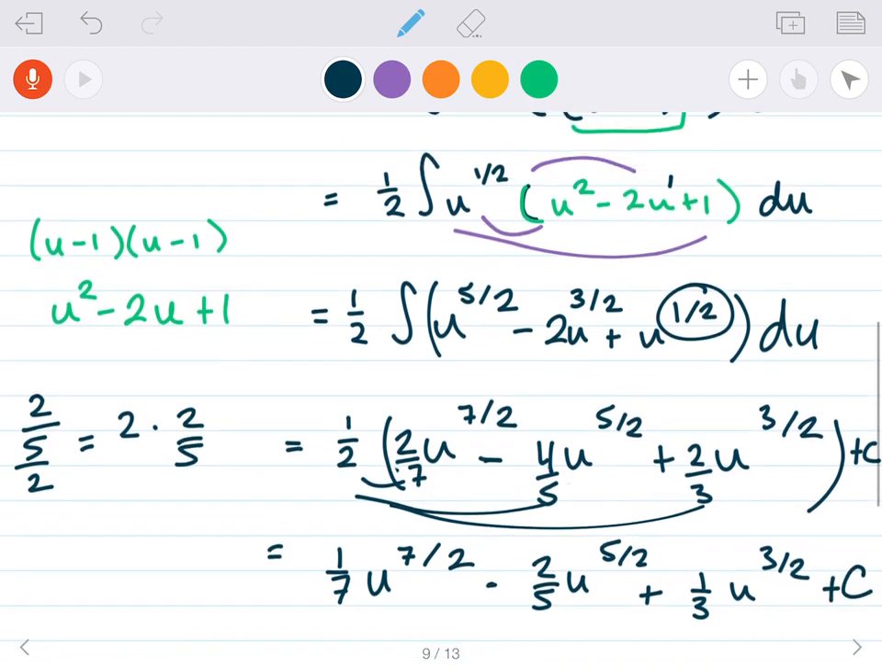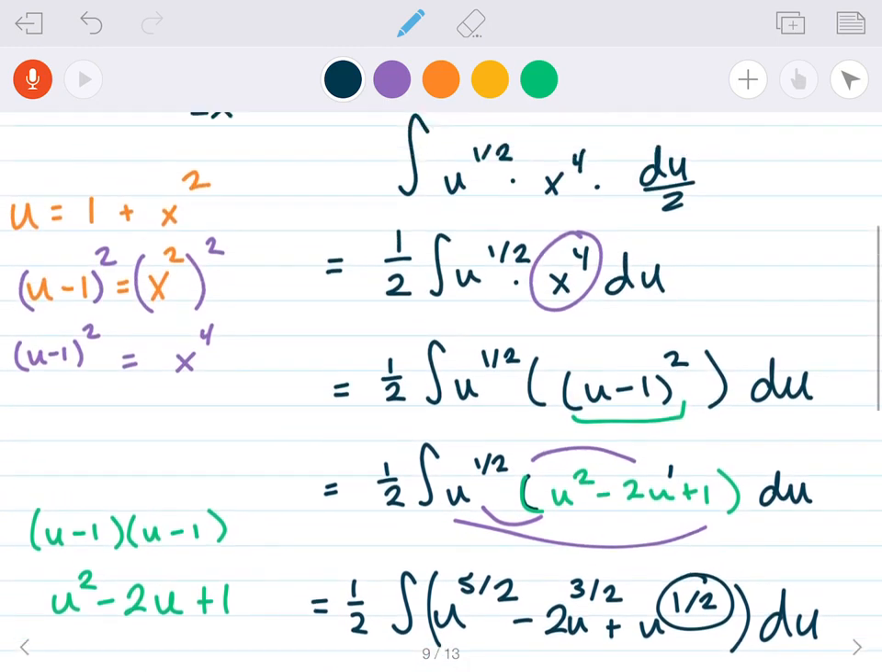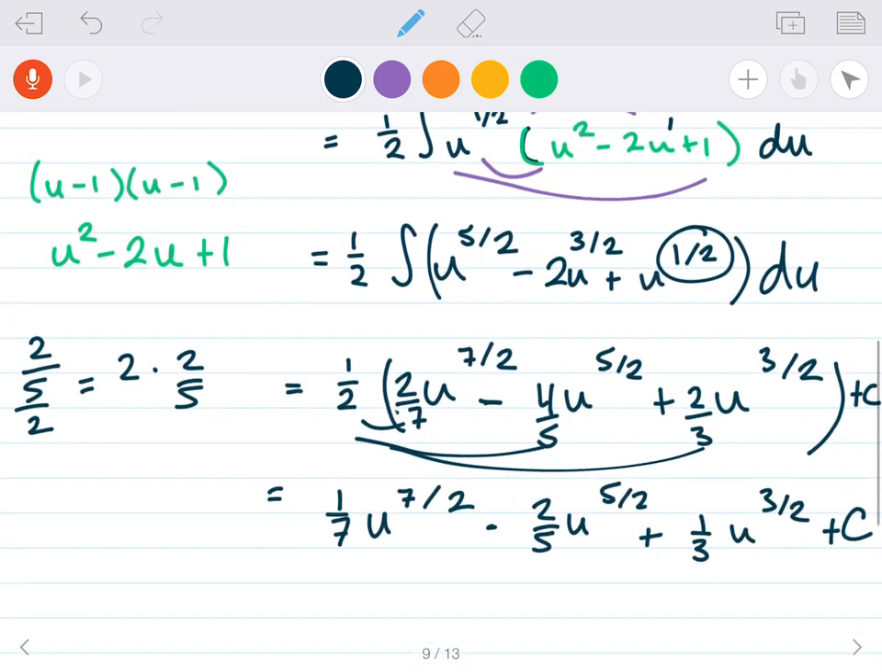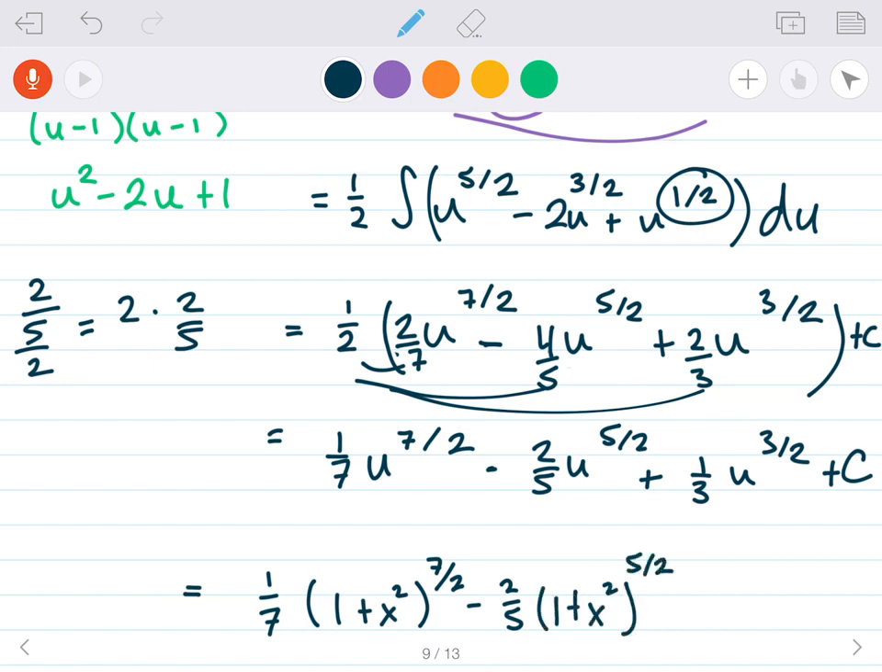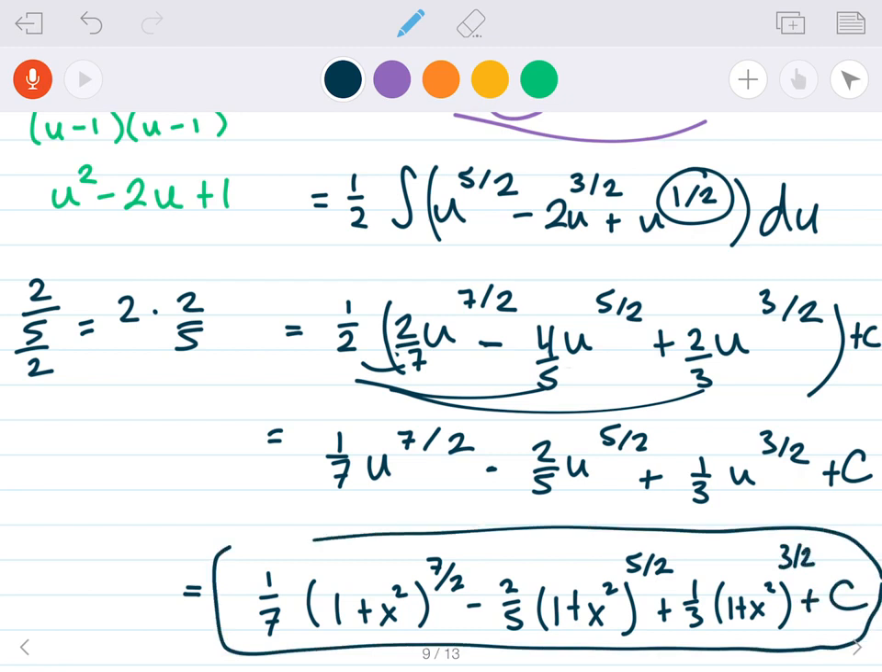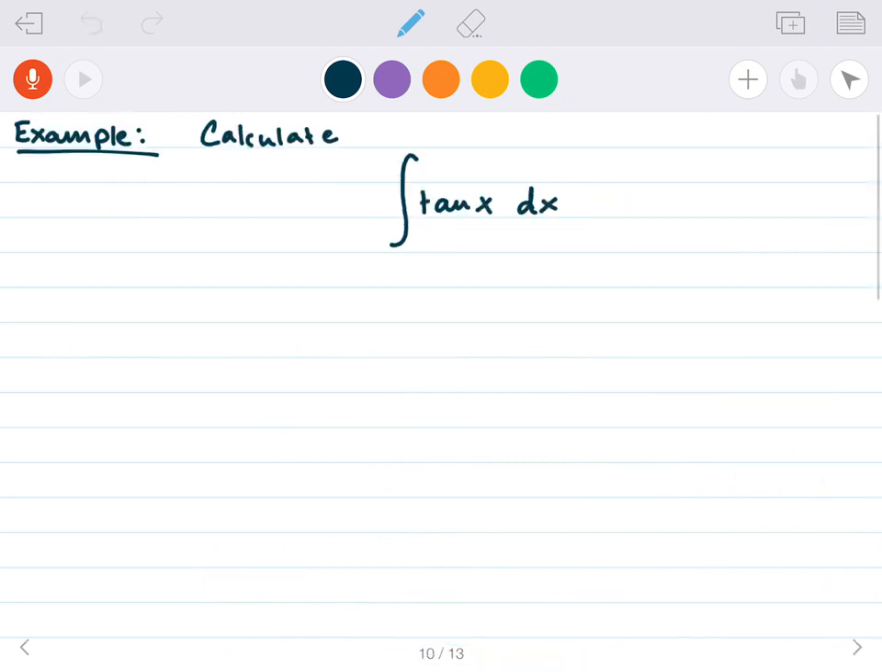And last thing to do is to sub in my original u, and u was 1 plus x squared. So let's do that. And this is my final answer. All right, let's go ahead and do this.